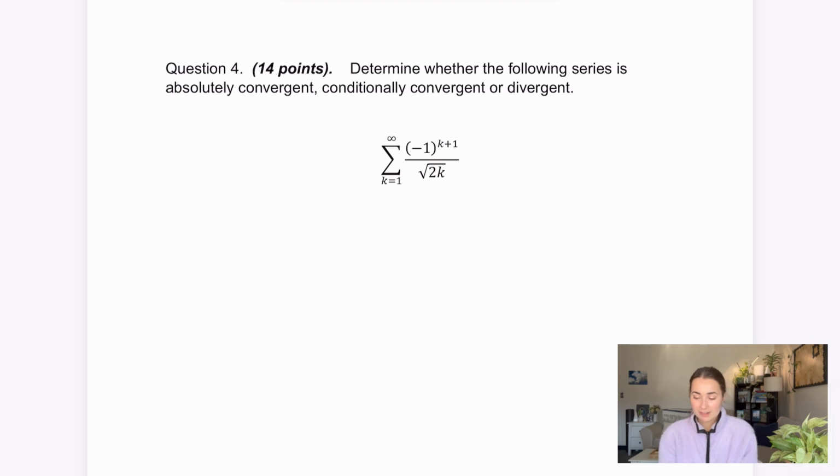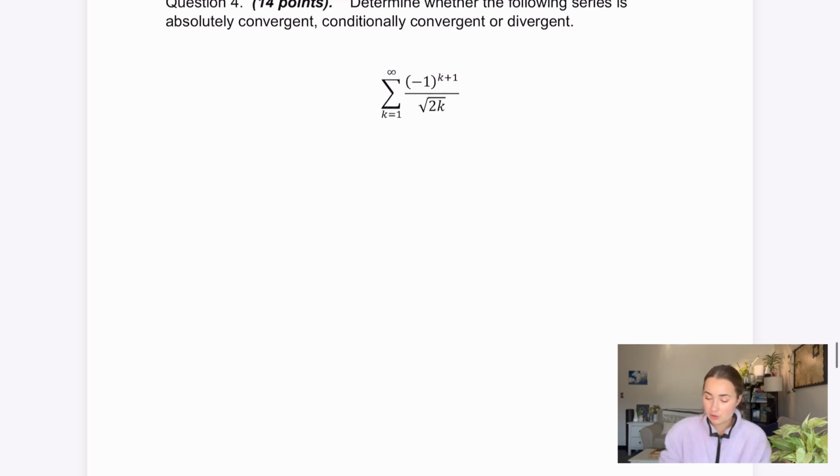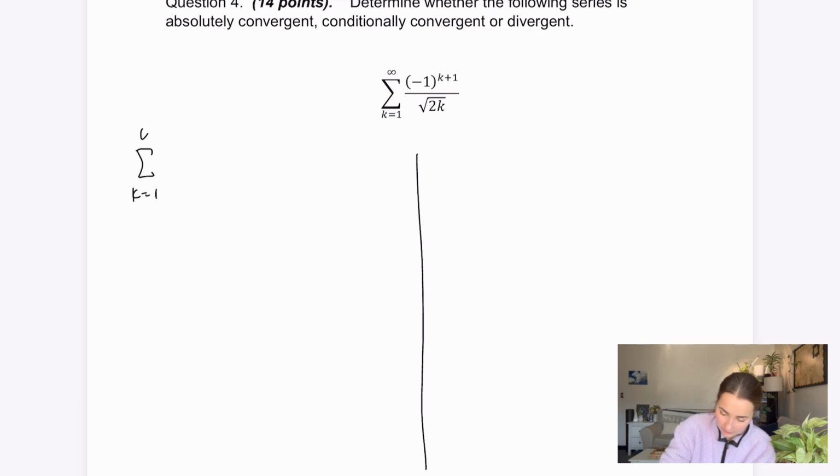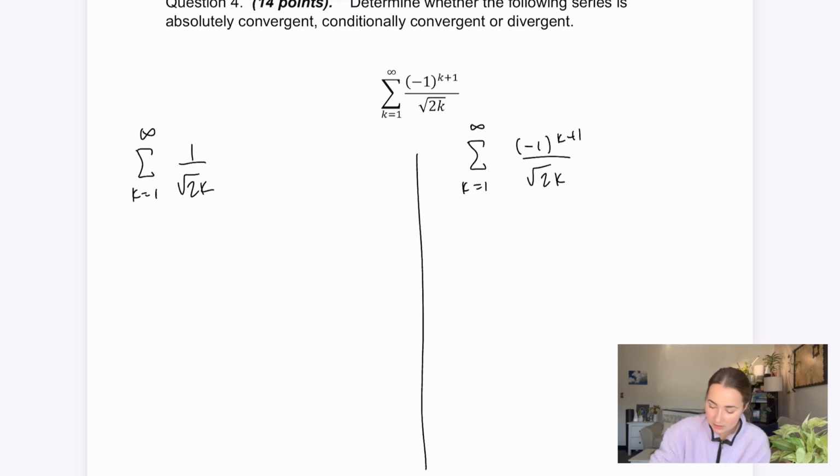Okay, so here we have another series. We want to figure out if it absolutely converges, conditionally converges, or if it diverges. So what we need to do here is we need to try both series. We need to try the absolute value of the series, so k equals 1 to infinity. That's going to take away that alternating portion of it. We want to see if that converges or diverges, and we also want to see if our normal series converges or diverges.